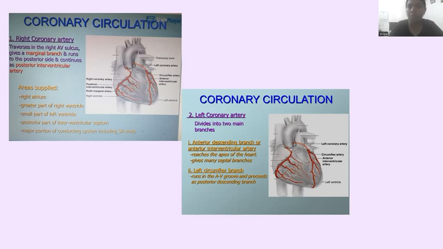Then venous drainage: most of the venous blood is collected into a number of cardiac veins. They join to form the coronary sinus, which opens into the right atrium. So here I'm just mentioning everything about coronary circulation, the right coronary and left coronary, and where each supplies, how it is divided into two.